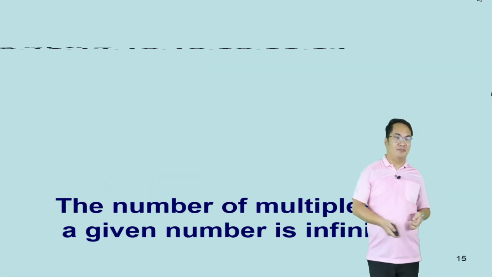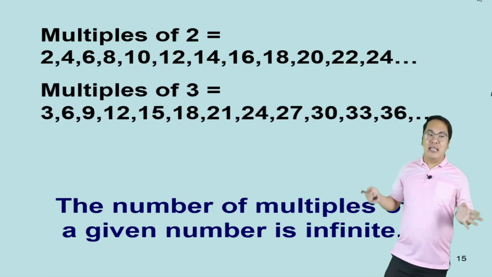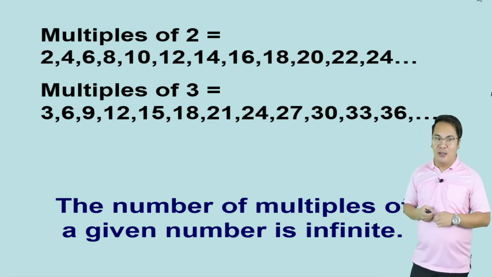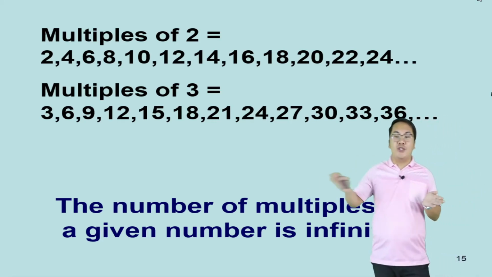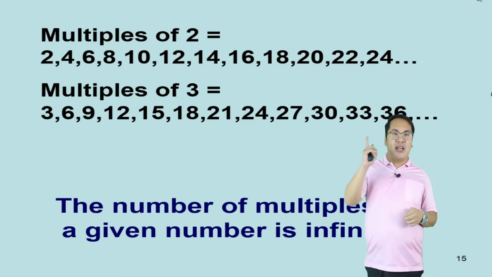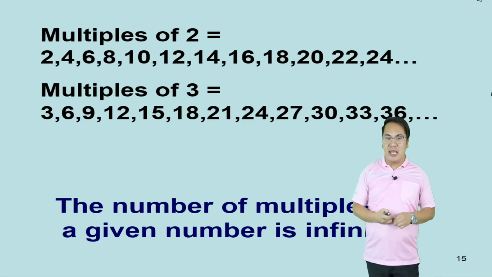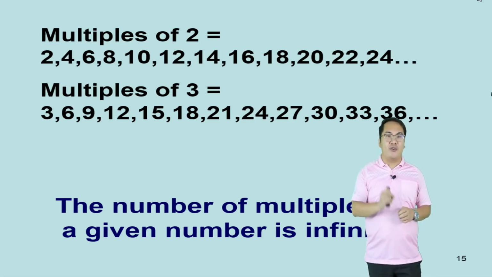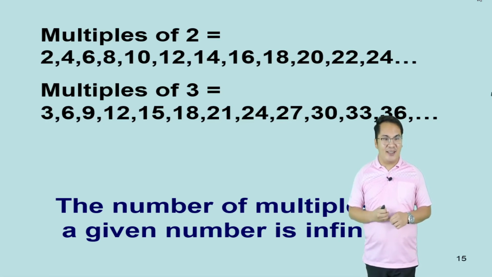Alright. Let's have this one. The number of multiples of a given number is infinite. What do we mean by infinite? We can continue that one. Just like our example, multiples of 2: 4, 6, 8, 12, 14, 16, 18, 20, 22, and 24. The three dots there are what you call an ellipsis. It means you can continue doing the multiples as long as you have multiple numbers. Did you get it? Yes.